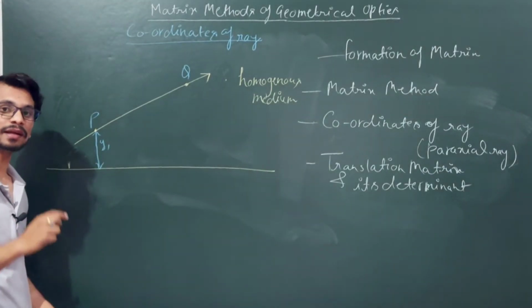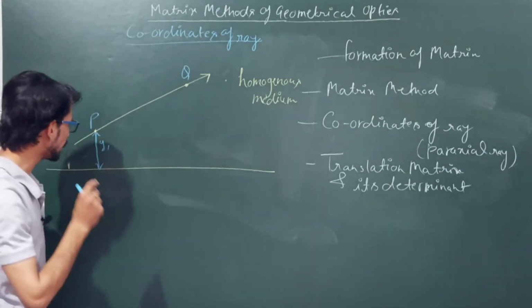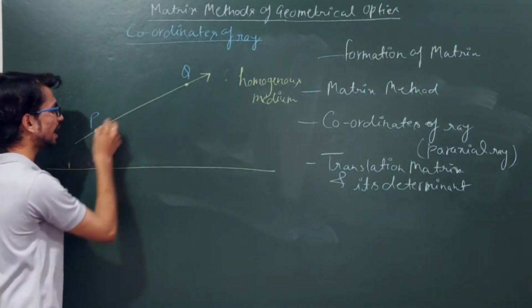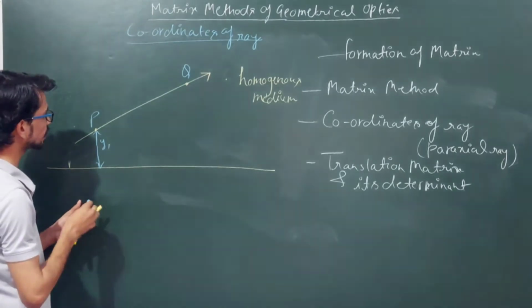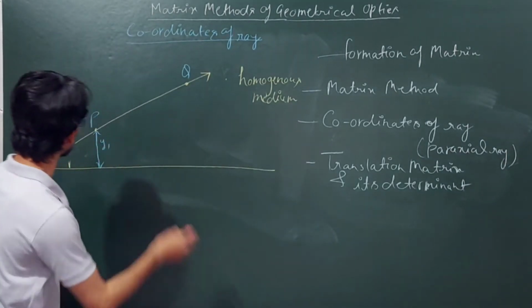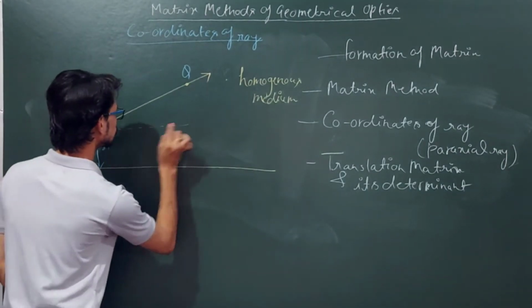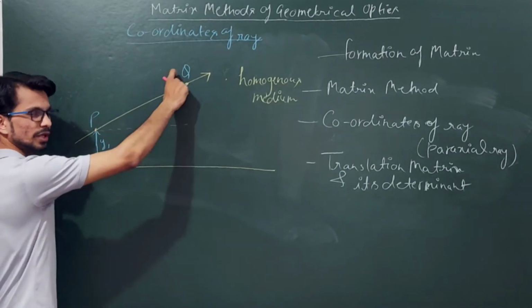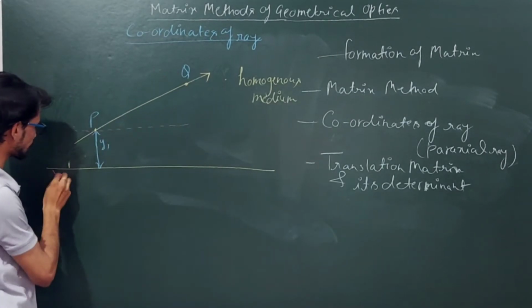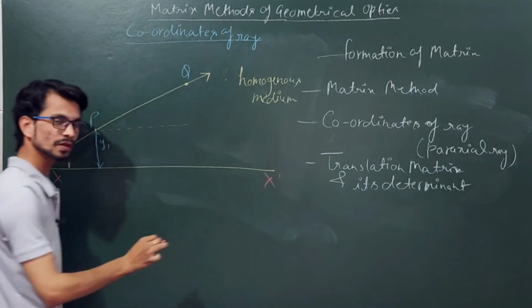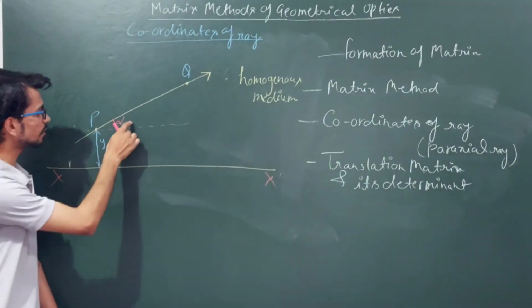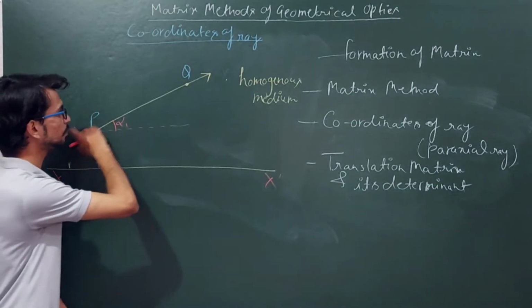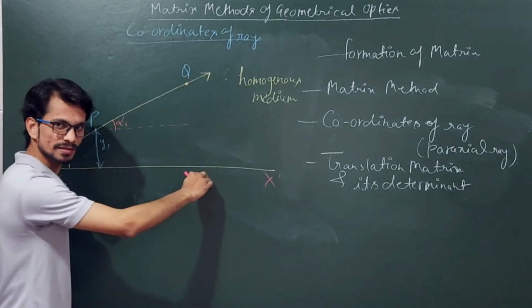Okay, and the angle which is made by this ray at this point P with the principal axis. So if I talk about the angle, what is the angle made by this ray PQ with this principal axis? Let's say this principal axis is x and x, and this angle is this one. Let's say this is alpha 1. So alpha 1 is the angle made by the ray PQ with this principal axis.